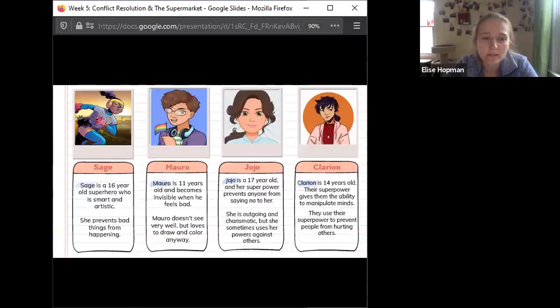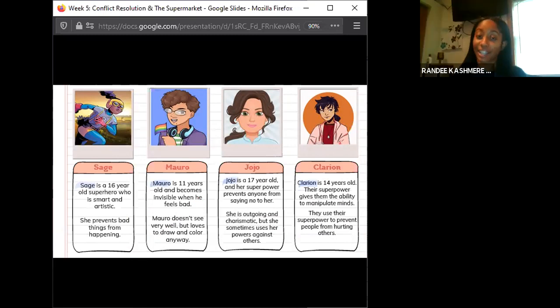All right. So my character is named Mauro. He's 11 years old, and whenever he feels bad, he becomes invisible. So he doesn't have a lot of self-control yet over his superpower. And then he doesn't see very well, but he loves anything colorful.